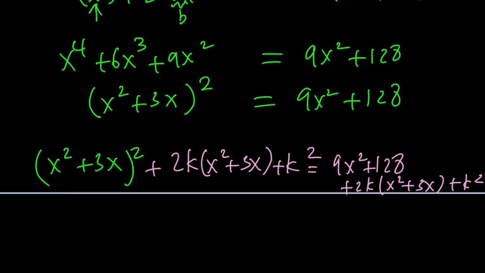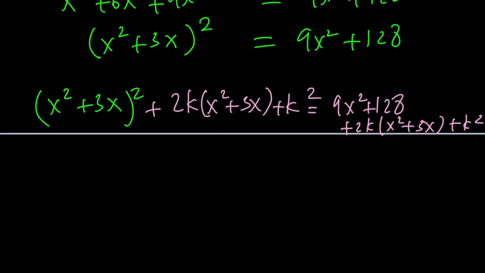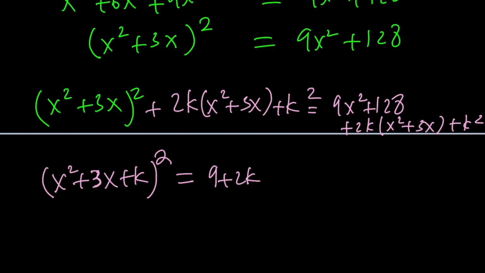Cool. Now what happens on the left-hand side? We get x squared plus 3x plus k quantity squared. This is still a perfect square. You see, we had a perfect square. We added something to both sides, and it's still a perfect square. And now we want to make the right-hand side a perfect square. And that can be done 9 plus 2k. That'll be the coefficient of x squared from here and from here. And then we have plus 6kx plus 128 plus k squared.